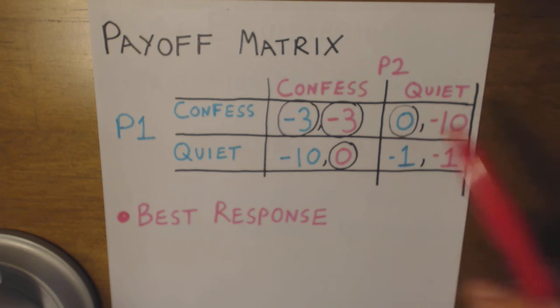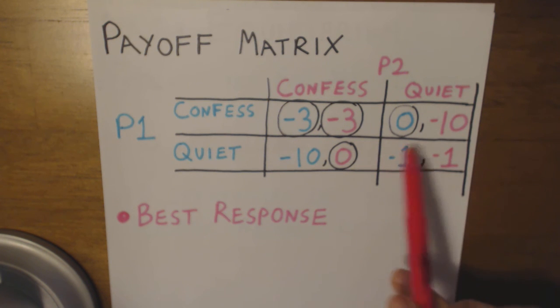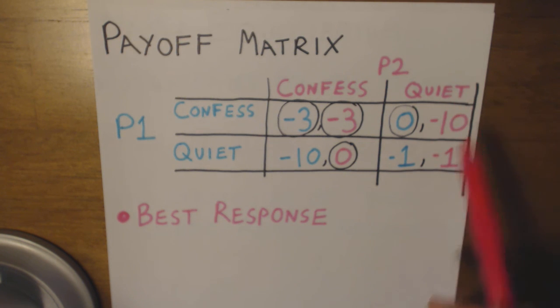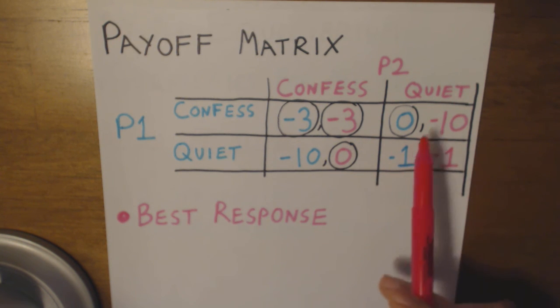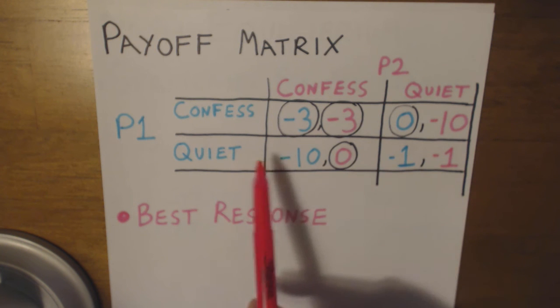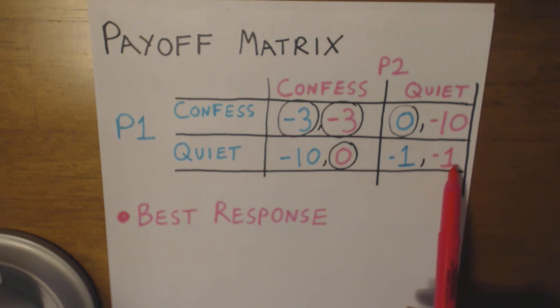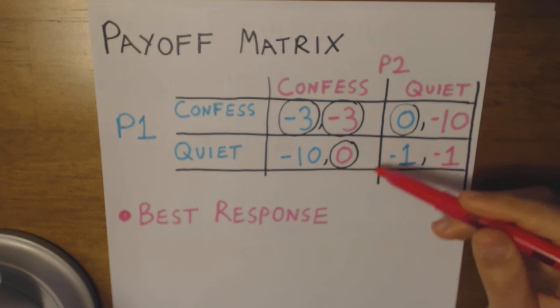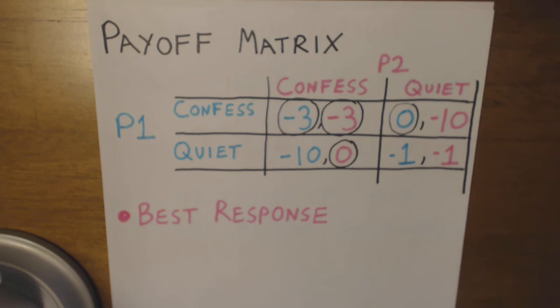So he would deviate, and in the same way, if they were both playing quiet, player 2 would also want to deviate, because player 2 is like, hey, wait a second, if I know player 1 is going to keep quiet, then I can deviate to confess and receive a payoff of 0, which is superior to -1. So I have a profitable deviation too. And because both players have a profitable deviation, this cannot possibly be a Nash equilibrium, and it cannot be a sustainable equilibrium.